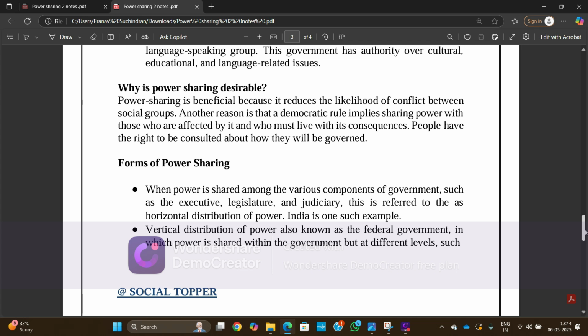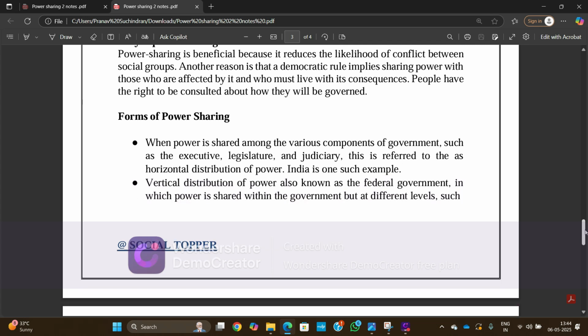Now let us look at the moral reasons. Power sharing is the very spirit of democracy. Like power sharing has now become a key branch of democracy. Direct participation of people is now observed in the decision making process. People are given the privilege to be consulted. So these are the moral reasons.